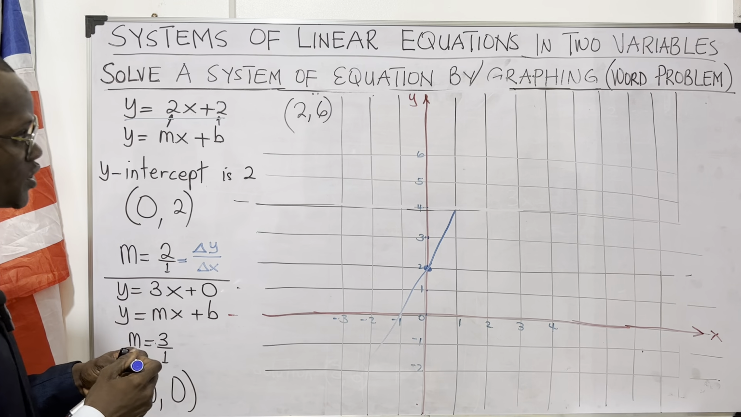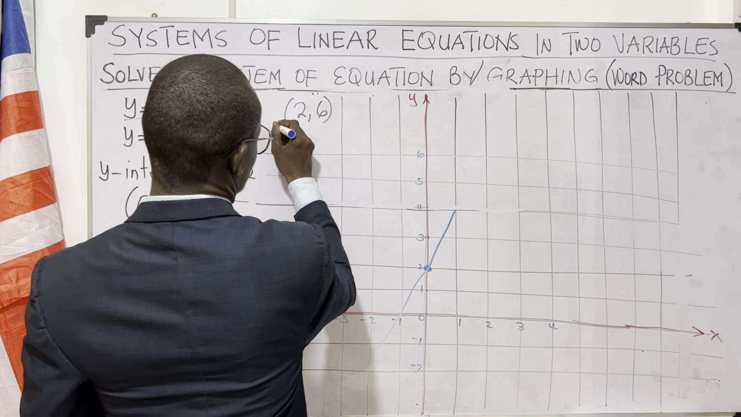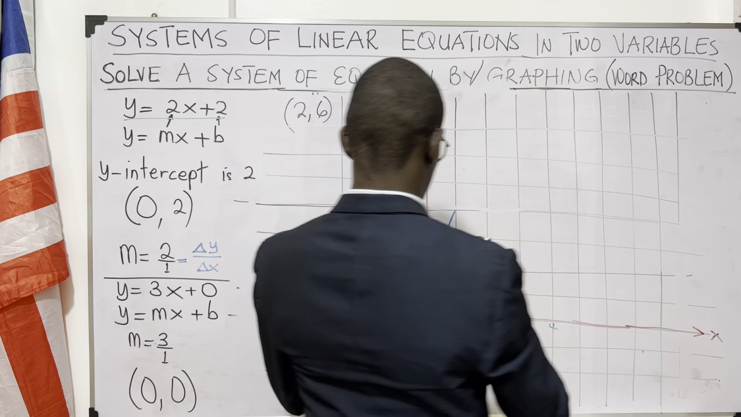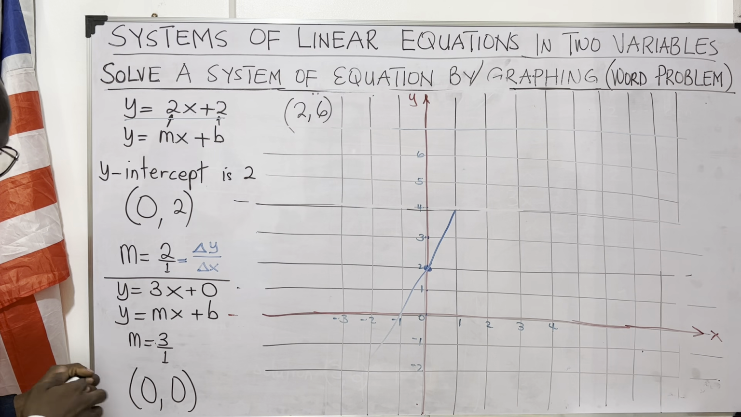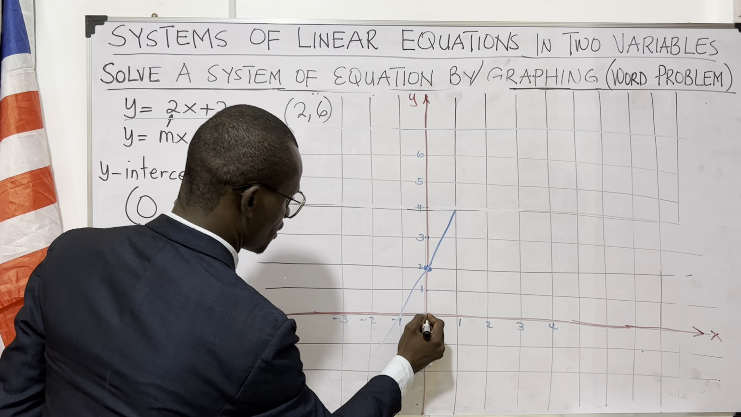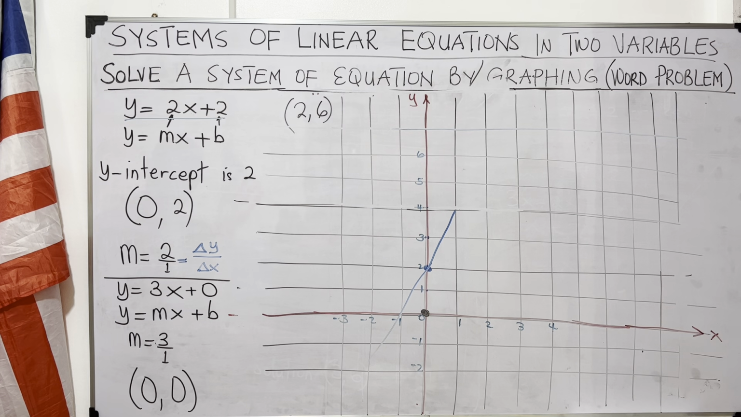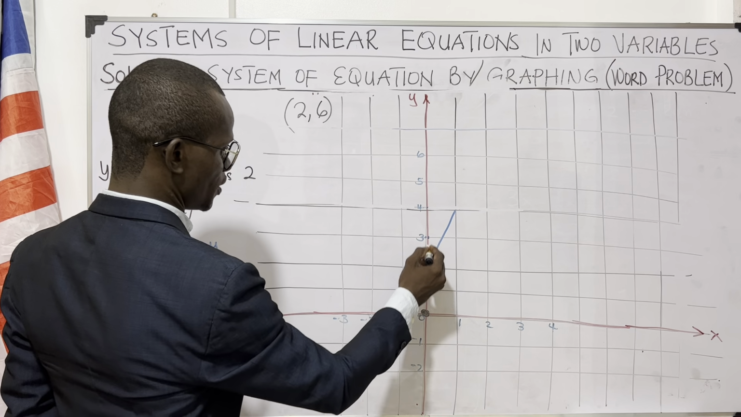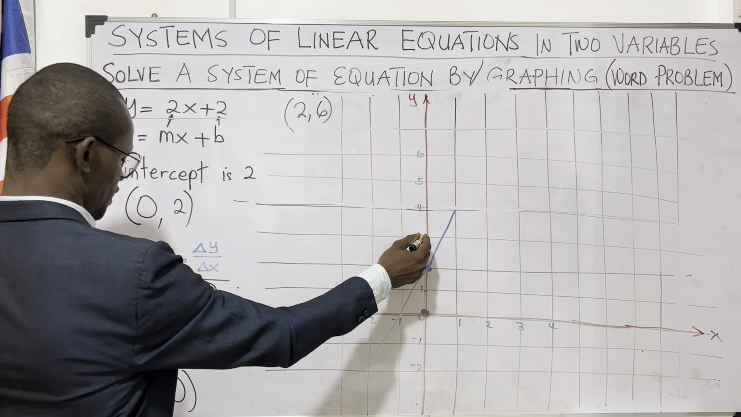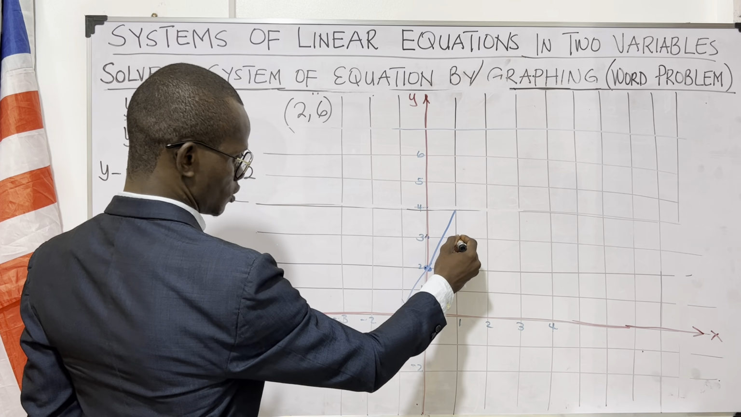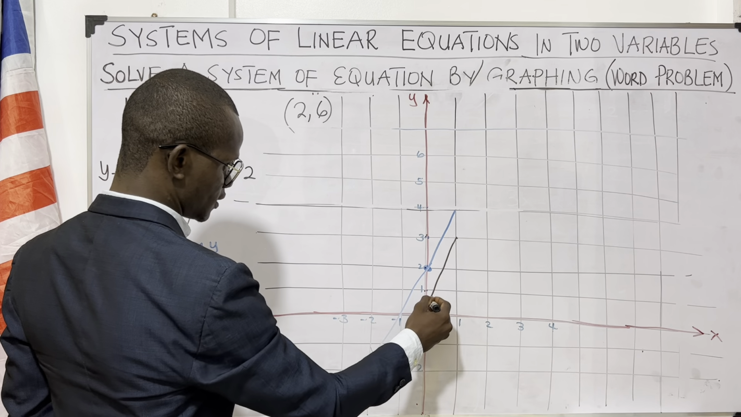Let's move to the second equation. The second equation says when x is 0, y is 0, right at this point. And then the slope: we move 3 units, 1, 2, and 3, and then we move 1 unit in the x direction. So we connect it just like this.